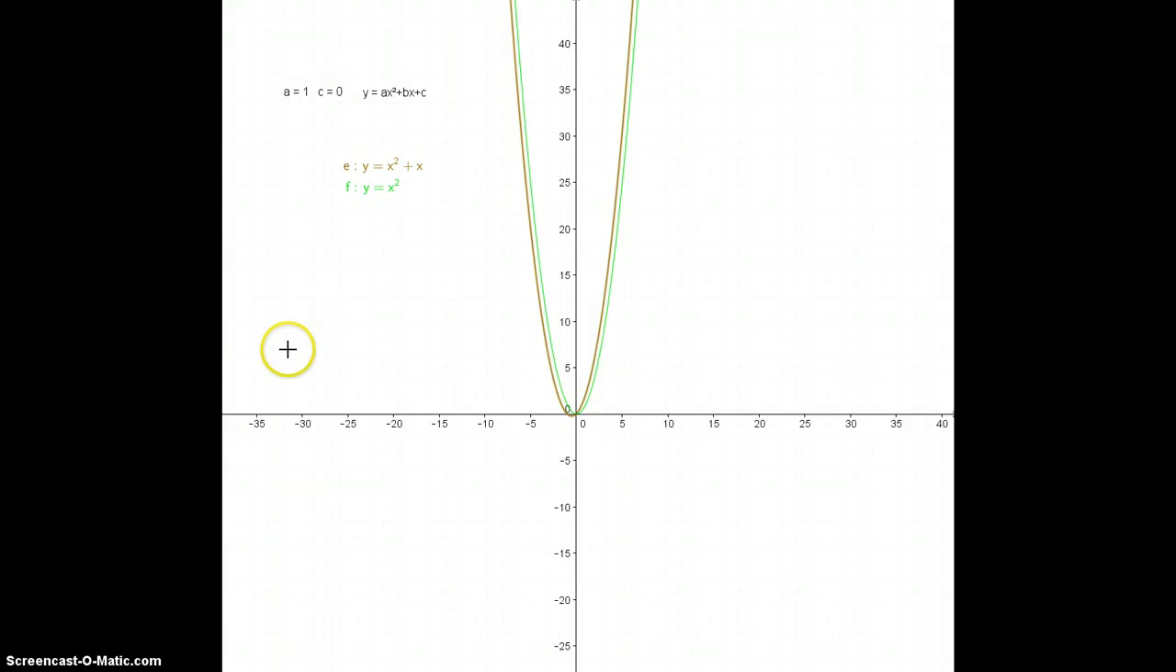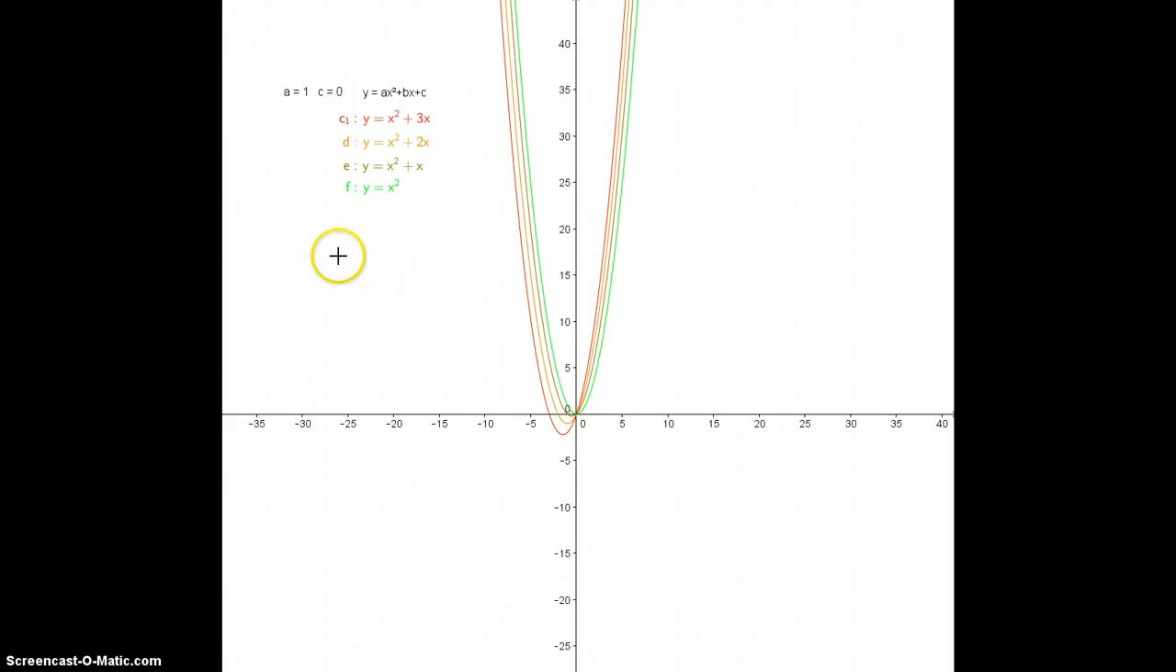Now, let's look at what happens as we increase b more. We have 2 as b, and the graph looks something like this. It is another shift, and then we look at when b is equal to 3, and we get another shift. So, a conjecture we could make is as b increases, the graph shifts to the left. We started on the right side with x squared. As we increased b, we got a shift, moving the graph to the left.